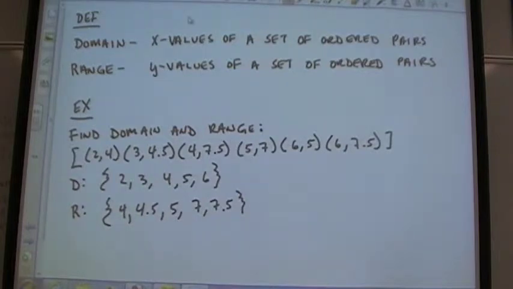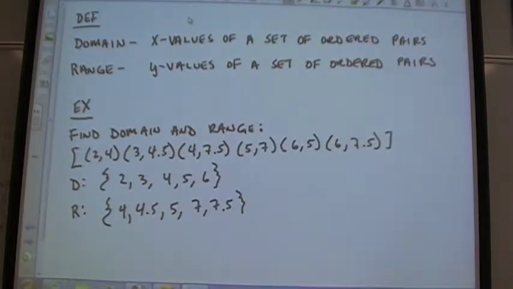All right, write this down. Two definitions, domain and range. The domain is your x values of a set of ordered pairs, and the range is the y values of a set of ordered pairs. So basically all we're looking for is the x and y values. List them out for domain, list them out for range. Example below, find domain and range. When you list it out, you don't repeat values. You just list it once.